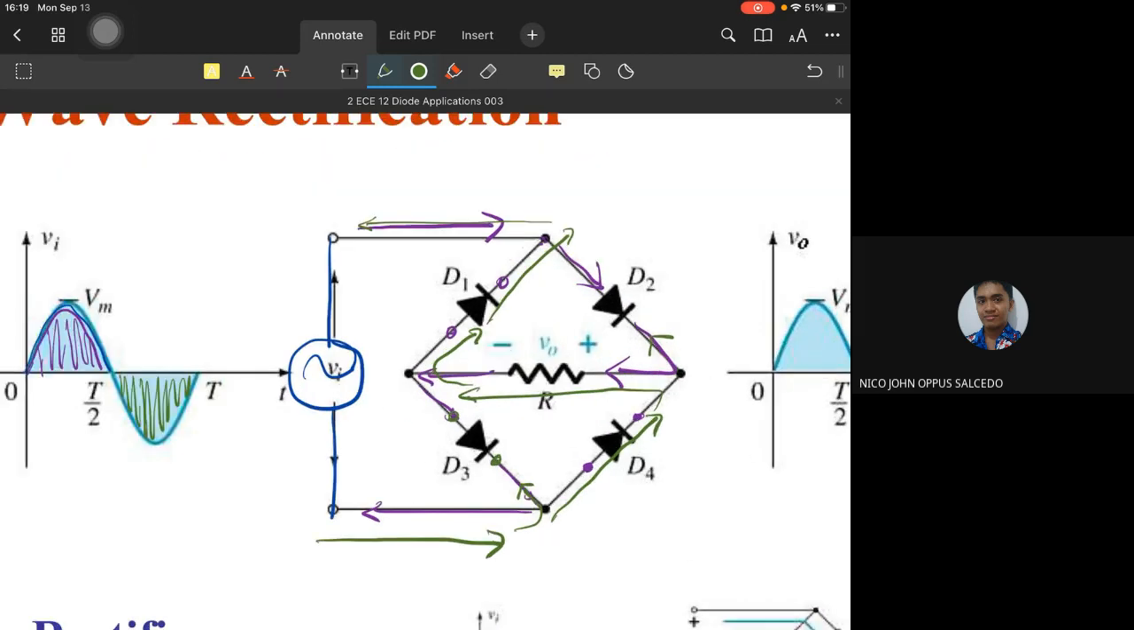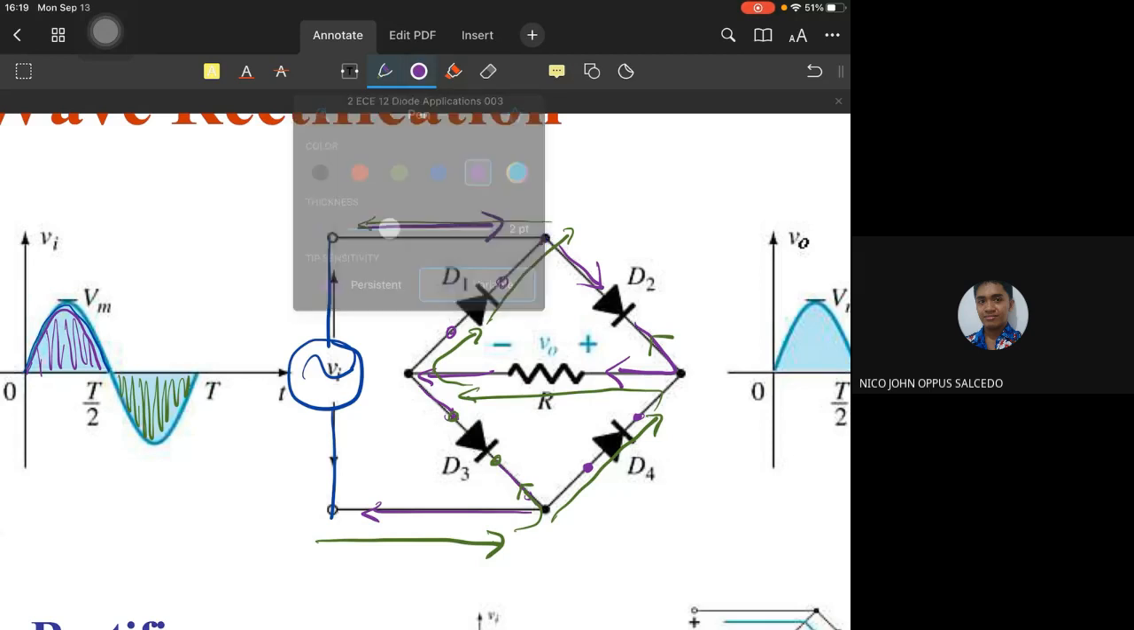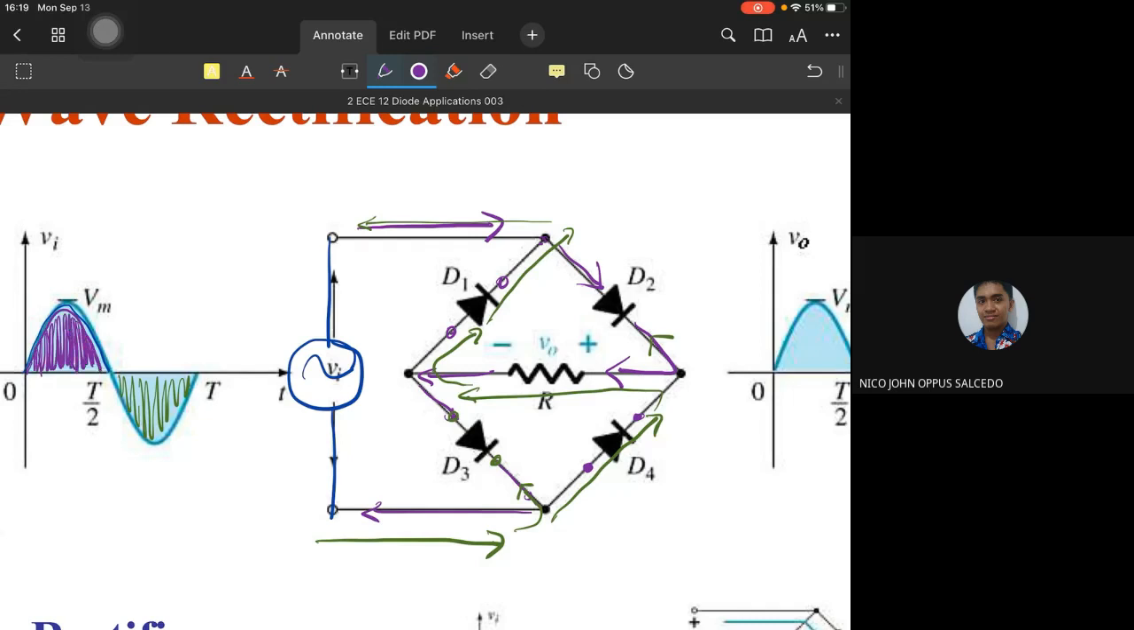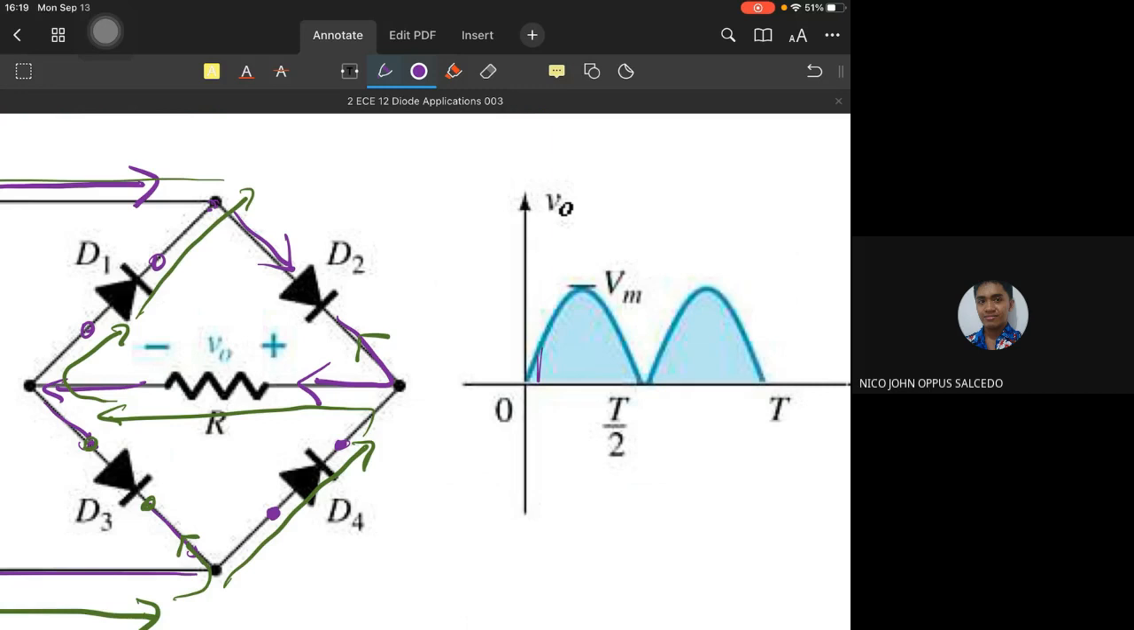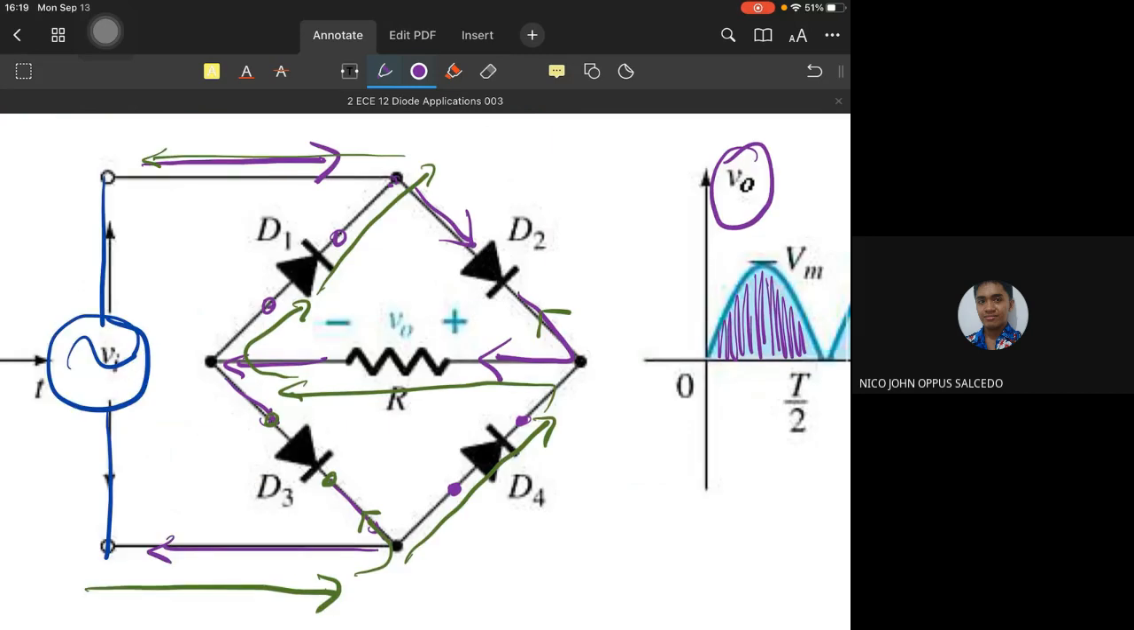So what does the output waveform look like? During the positive cycle, this one, the current passes through, and the VO is oriented across our resistor.